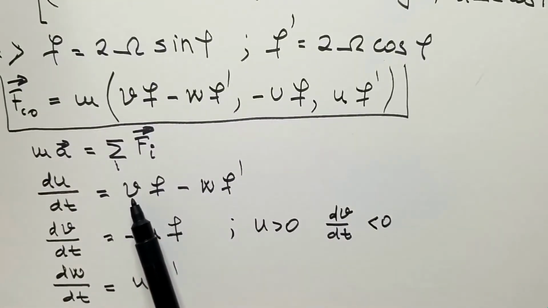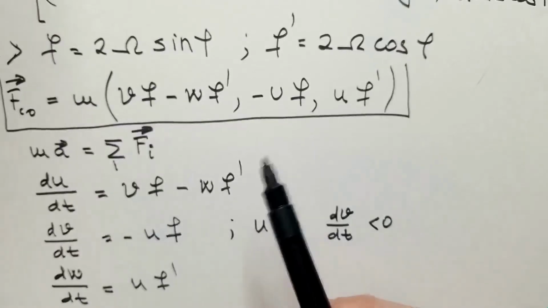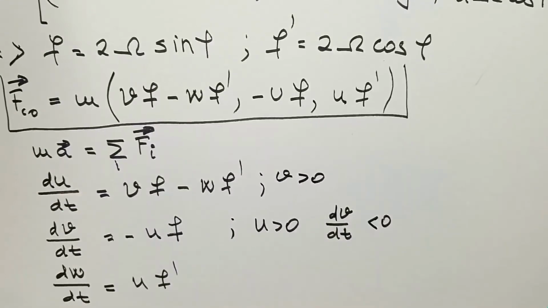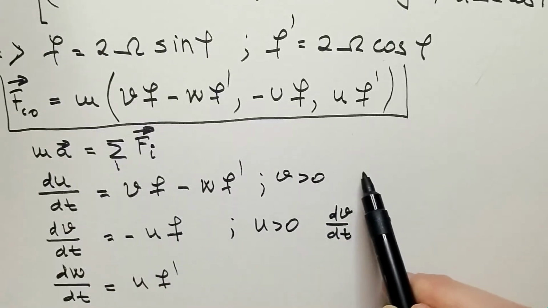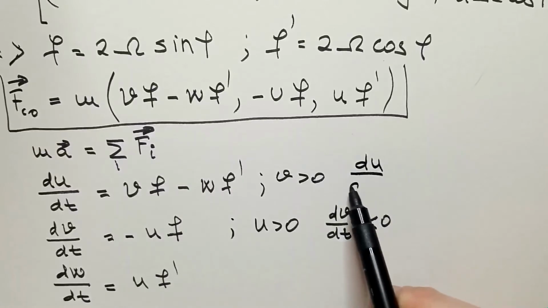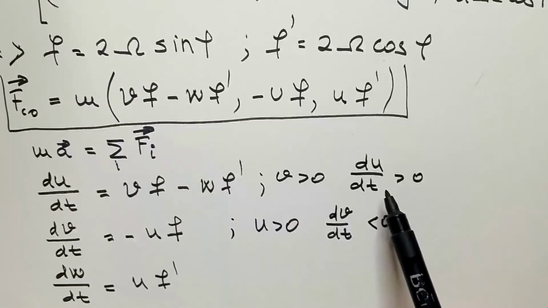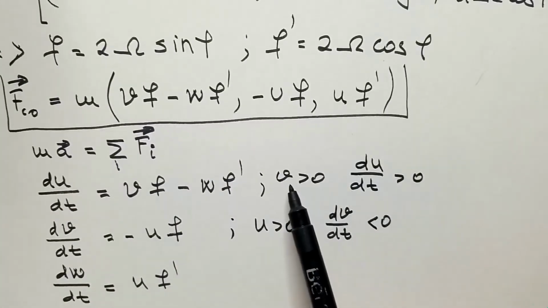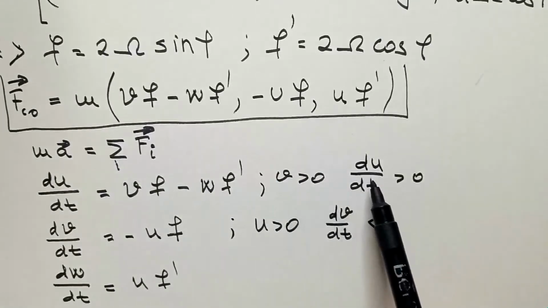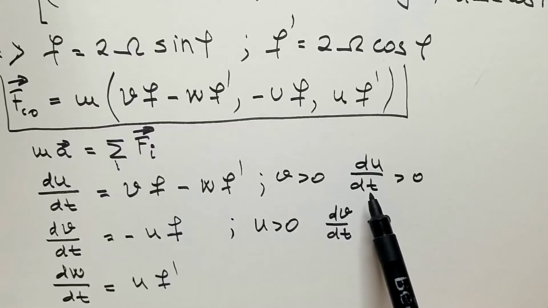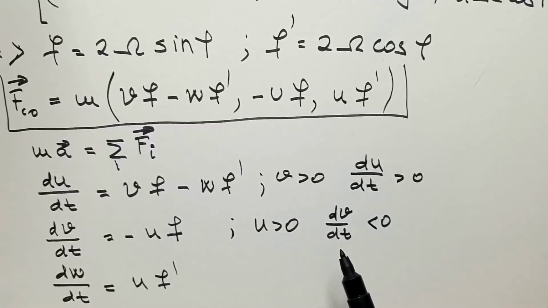In the first equation, we see if v is positive, then du dt is also positive, which means we will have an eastward deflection. So if we have motion that is in the northward direction, the acceleration due to Coriolis force will be towards the east. The opposite again holds in the southern hemisphere.